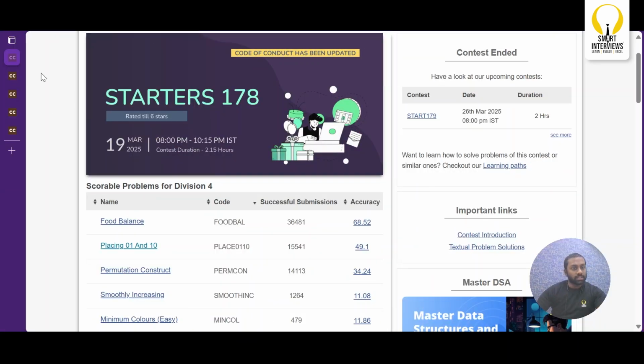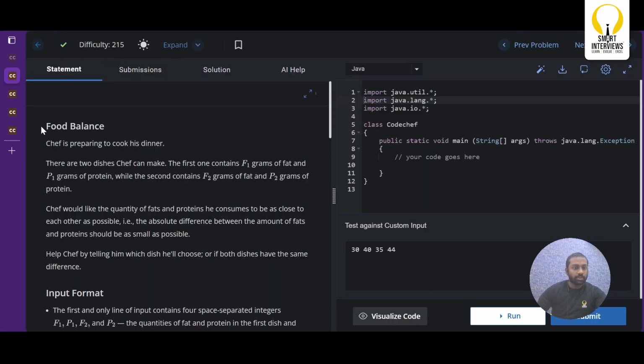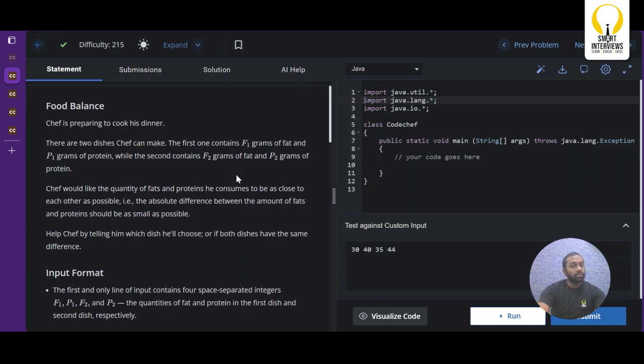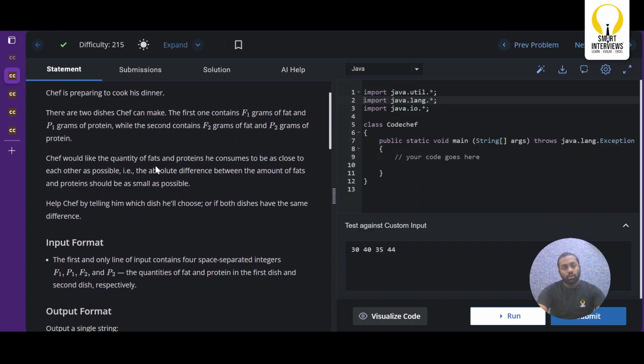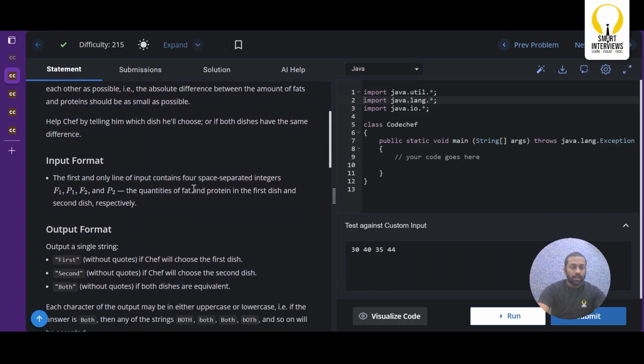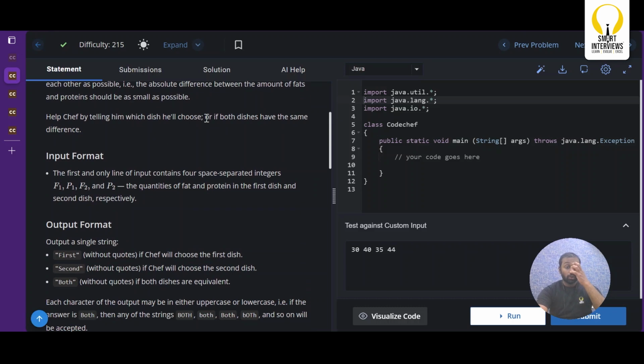Alright, so let's get started with the first question, being food balance. Chef is preparing to cook his dinner. There are two dishes chef can make. The first one contains F1 grams of fat and P1 grams of protein, while the second contains F2 grams of fat and P2 grams of protein. Chef would like the quantity of fats and proteins he consumes to be as close to each other as possible. That is, the absolute difference between the amount of fats and proteins should be as small as possible. Help chef by telling which dish he will choose or if both dishes have the same difference.